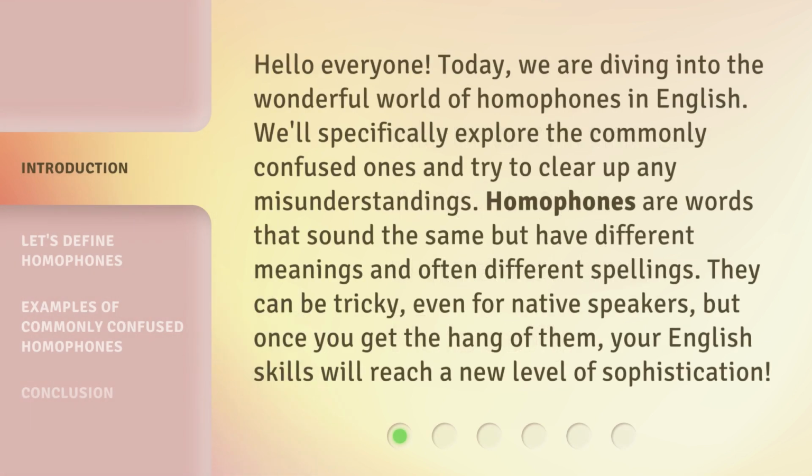Hello everyone. Today, we are diving into the wonderful world of homophones in English. We'll specifically explore the commonly confused ones and try to clear up any misunderstandings. Homophones are words that sound the same but have different meanings and often different spellings. They can be tricky, even for native speakers, but once you get the hang of them, your English skills will reach a new level of sophistication.